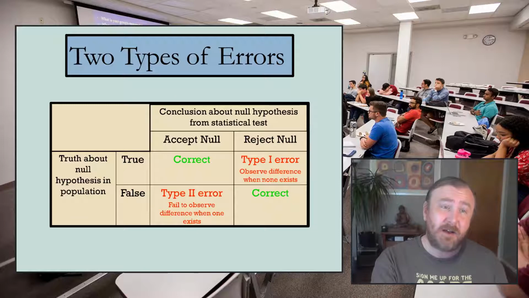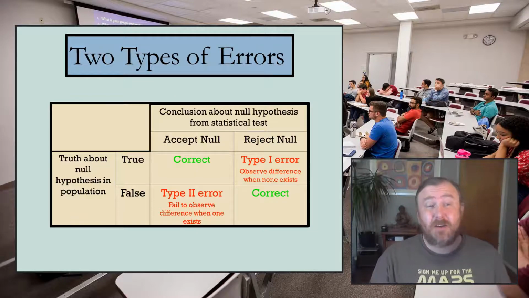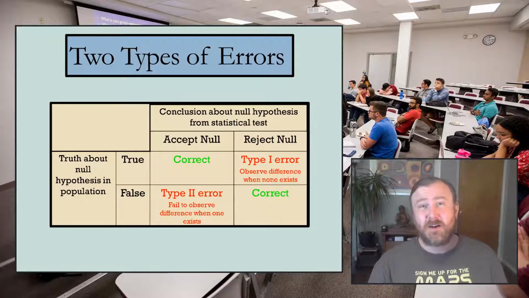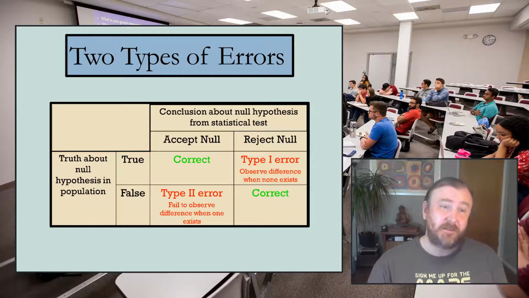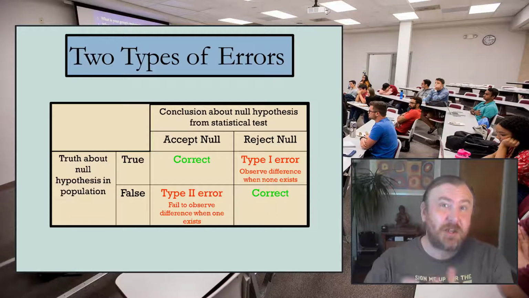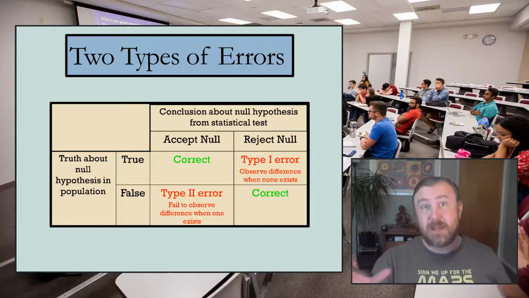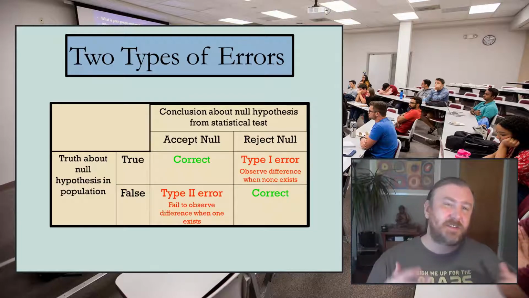Alternatively, there's a type 2 error. We may fail to detect a difference. We may say, hey, the treatment didn't work, our treatment wasn't effective, but in fact it actually was. And so we are in the business of trying to minimize being incorrect.